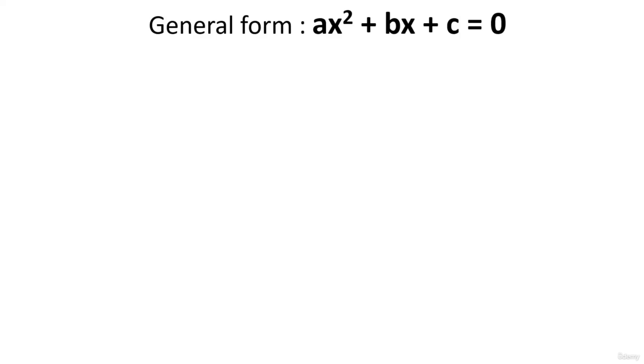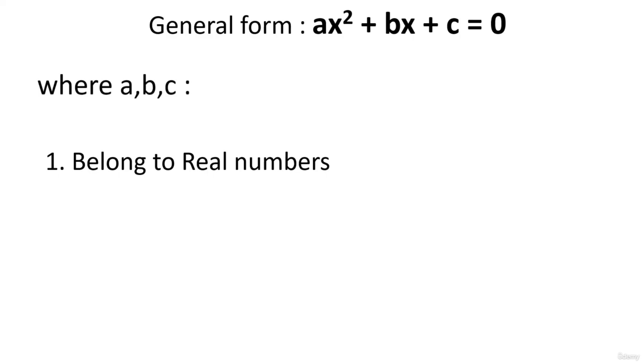Now there are two main conditions to this. The first condition is that a, b and c belong to real numbers. The other important condition is that a should not be equal to 0. It's very self-explanatory, because if a becomes 0, the ax² term will be eliminated. So you won't have a quadratic, you'll be left with a linear equation. So to form a quadratic equation, always remember that a should not be equal to 0.